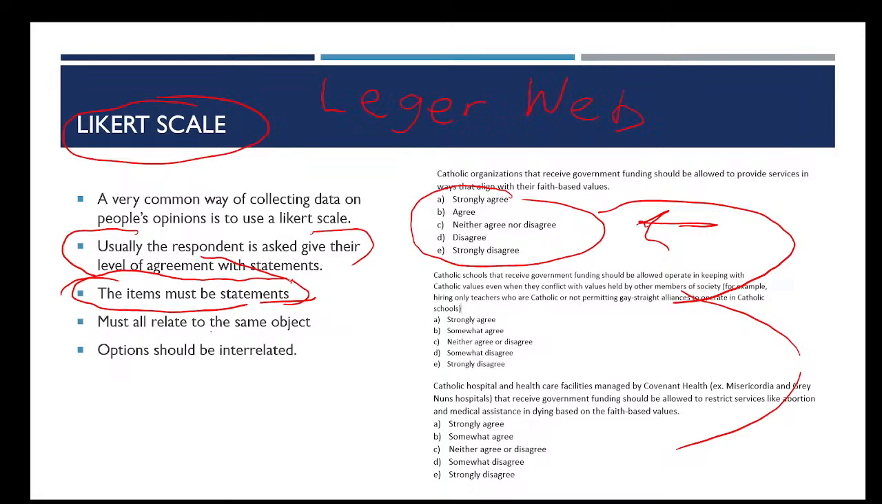Right, so all your responses have to relate to the same object, and that should be pretty simple, right?